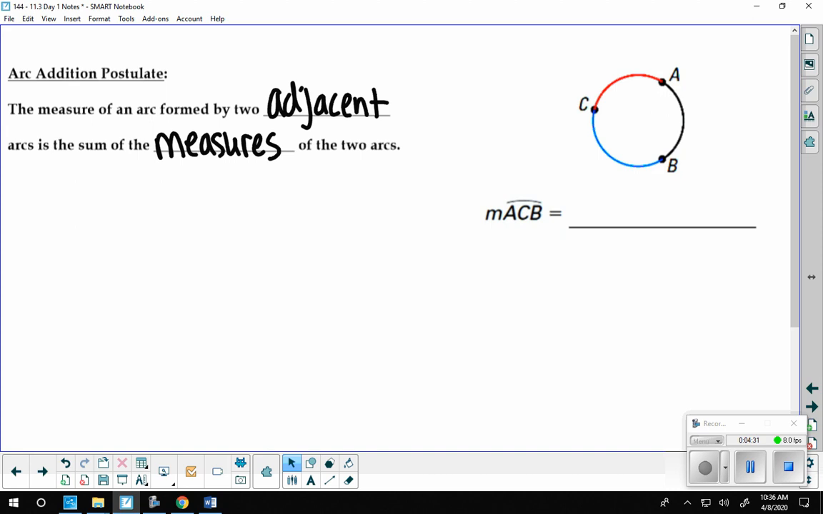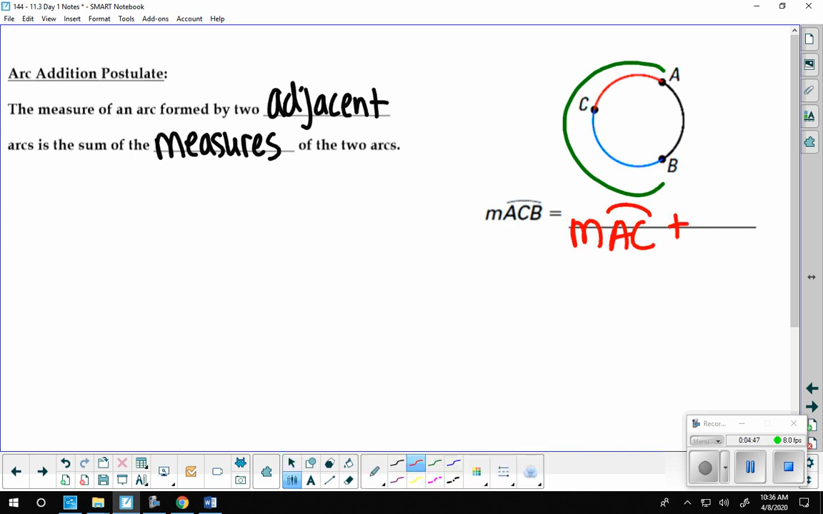So the measure of arc ACB, we just have to add the red and the blue together. So the measure of arc ACB is the measure of arc AC plus the measure of arc CB. Notice I put M for measure there. So if I add the measure of the red plus the measure of the blue, I get the measure of the green, which is arc ACB. And that's the arc addition postulate.